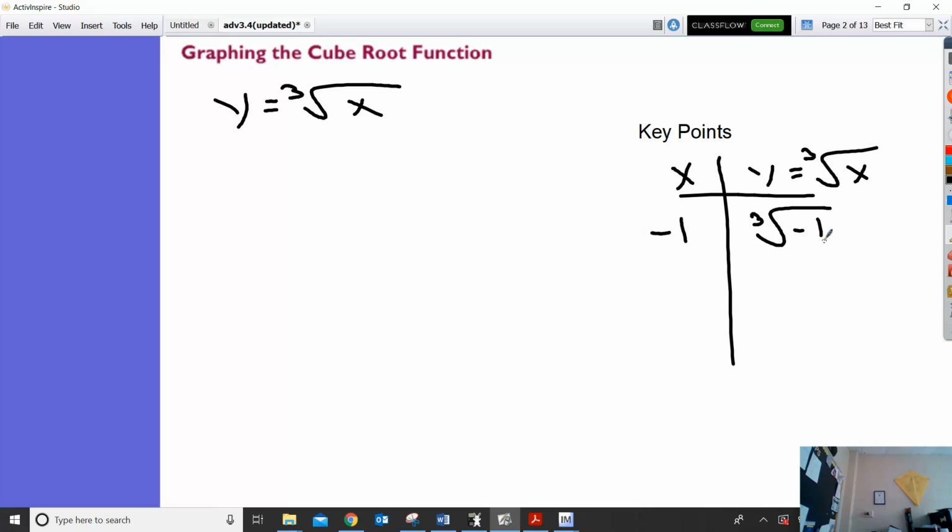What is the cubic root of -1? -1. We're going to take the cubic root of 0. What's the cubic root of 0? 0, because 0 times 0 times 0 is still 0. The last thing I'm going to take the cubic root of is 1. What's the cubic root of 1? 1.